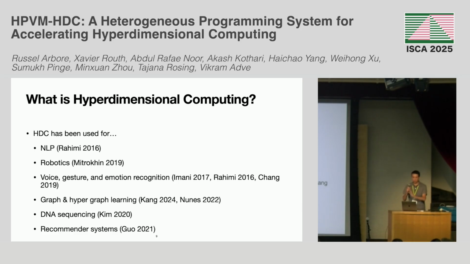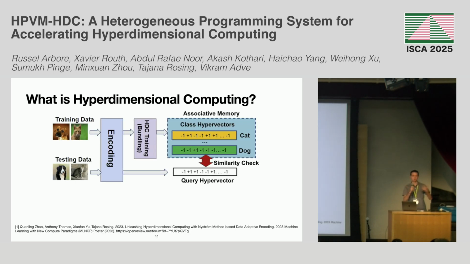So I want to briefly go over a concrete example of what HDC looks like. Let's consider a very standard classification task. We have some data points that we want to group into classes. The first step of solving this with HDC is to encode our data. This involves taking data in whatever original form it came in and converting it into hypervectors.